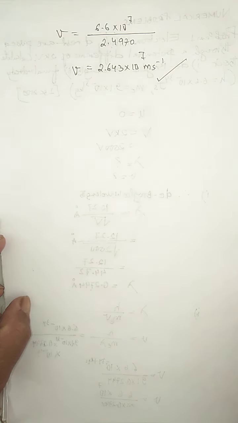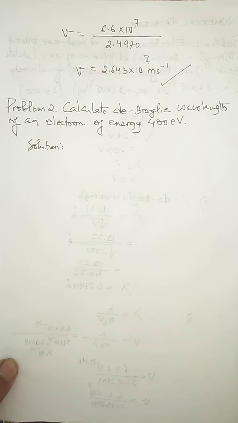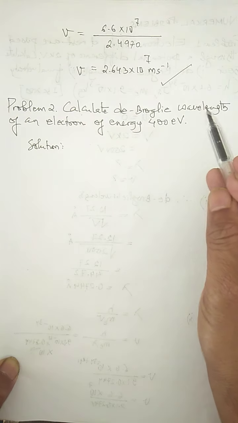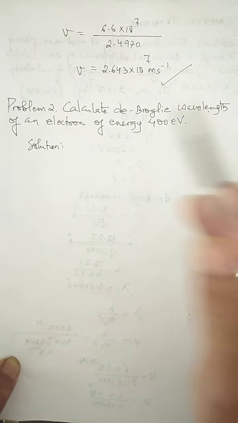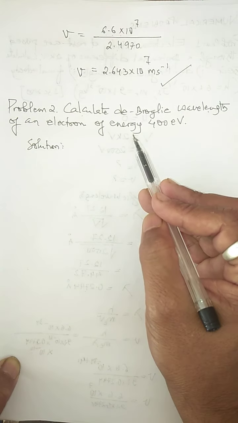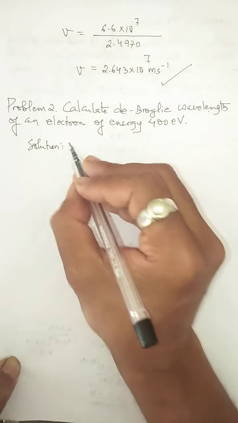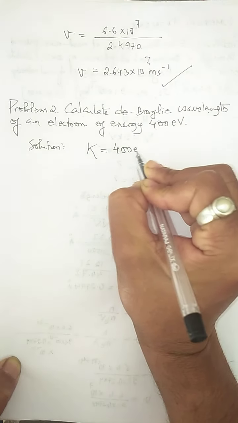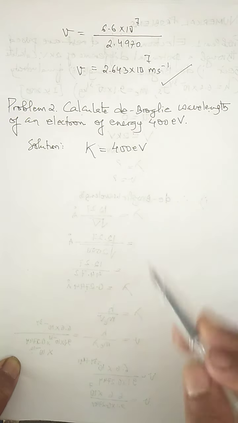This is problem number 1. Now we will solve problem number 2 also. Problem number 2 says: calculate the de Broglie wavelength. Again we have to calculate the de Broglie wavelength of an electron only, of energy, meaning the kinetic energy, which is 400 electron volt. Your kinetic energy K is given in electron volt, which is 400. eV means electron volt, because children, you know that energy can also be measured by the smallest unit, electron volt.